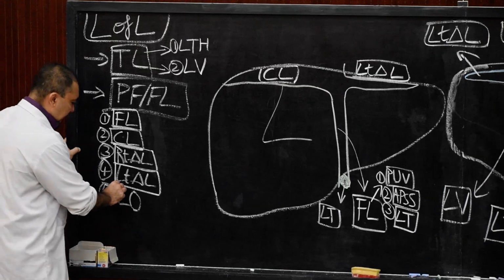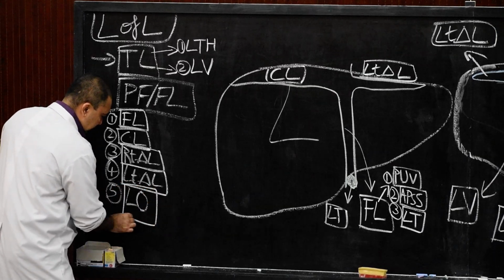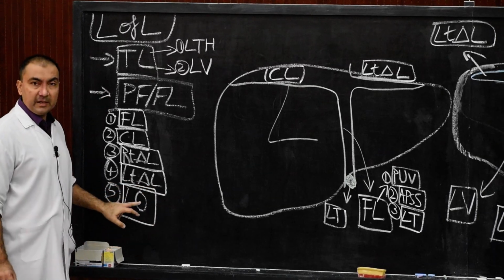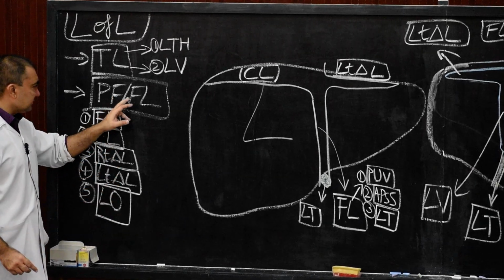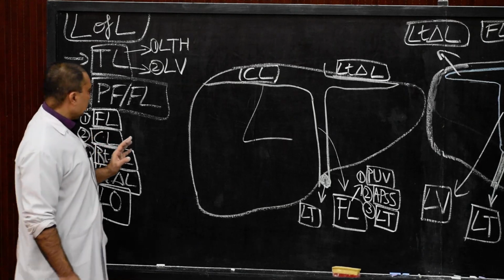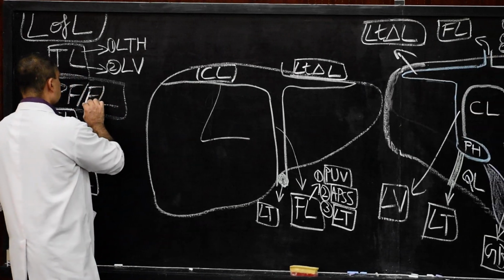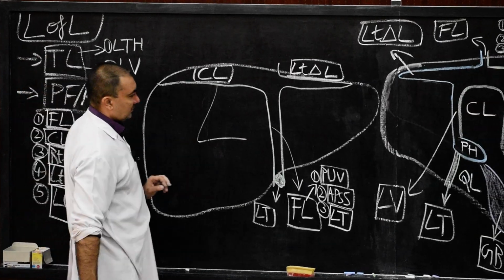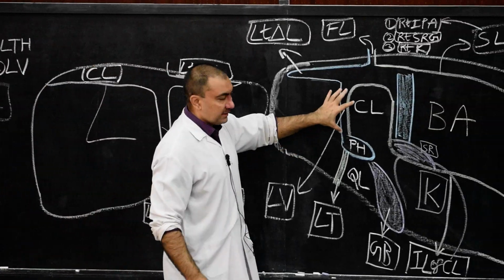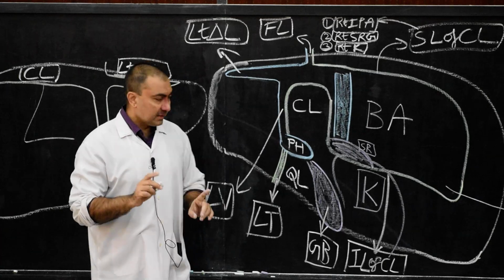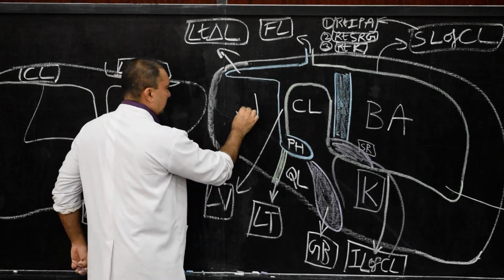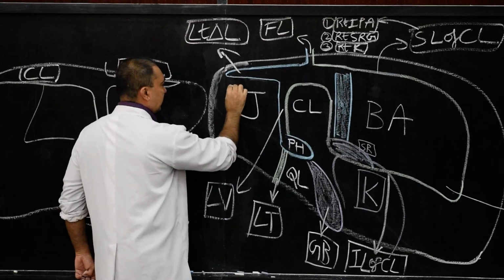Now we come to the very important lesser omentum. This is the last of the ligaments, the peritoneal folds or false ligaments. Now in this lesser omentum, please come on this side here. The lesser omentum is J-shaped. It will be in the form of this structure, J-shaped.